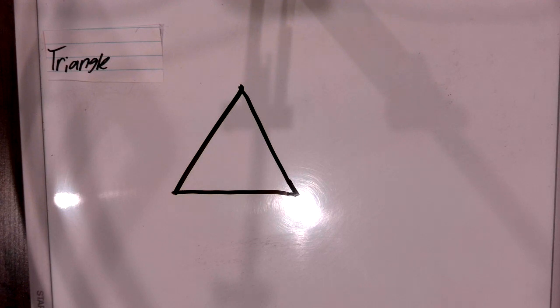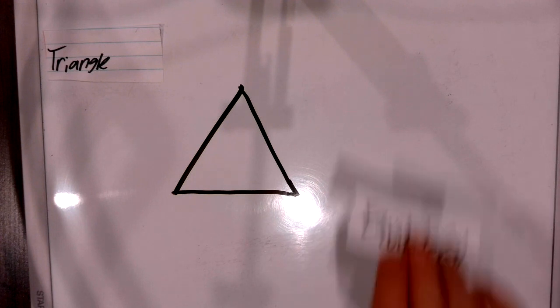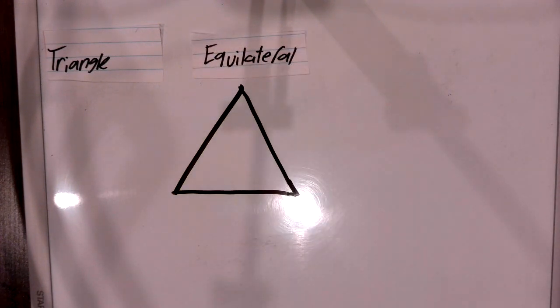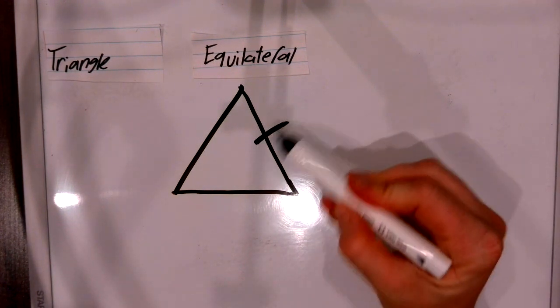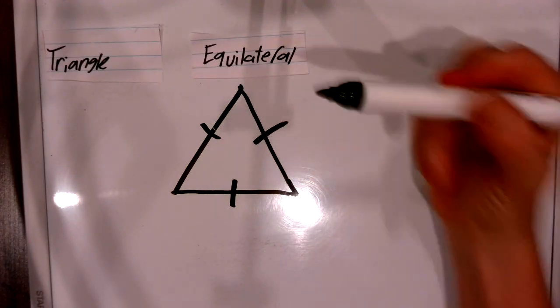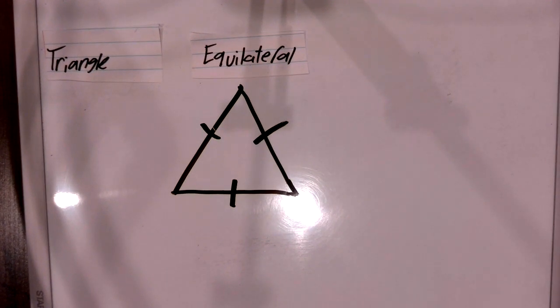A triangle is one type of polygon and it has 3 edges, corners, and 3 sides. This triangle right here is considered an equilateral triangle because all sides are congruent, meaning all sides are the same length. An equilateral triangle.